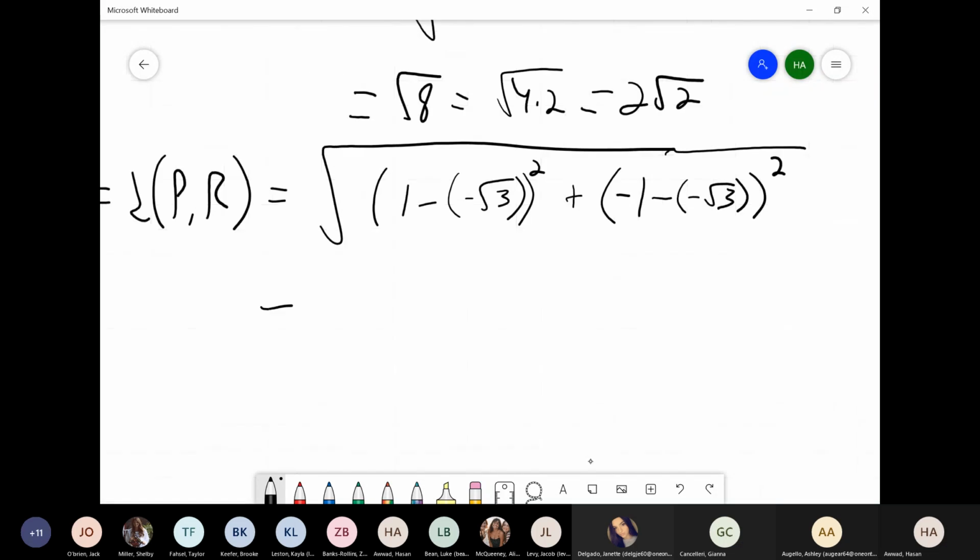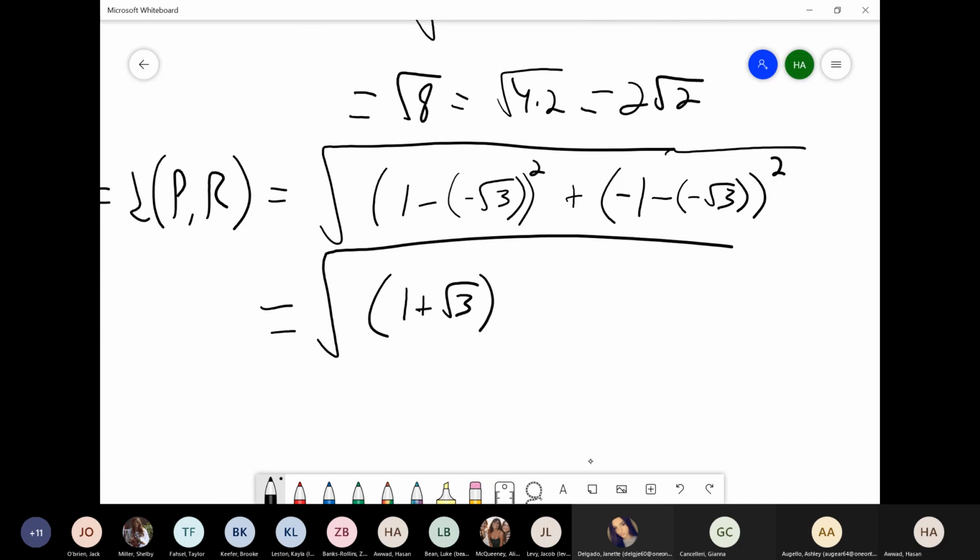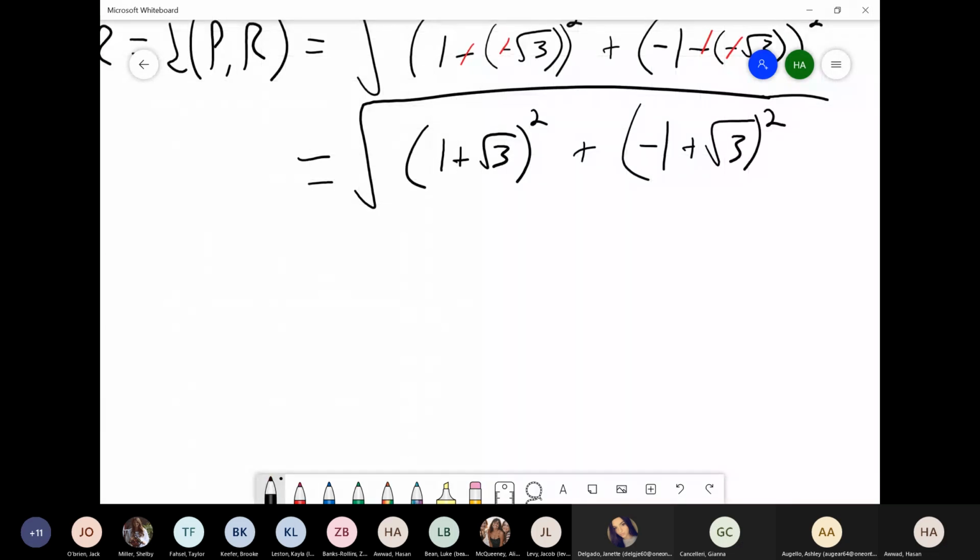So let's get it into the form that we wanted. So we're going to have here 1 plus square root of 3 squared plus, and over here we're going to have negative 1 plus square root of 3 squared. You guys agree with me that these 2 negatives here are going to cross out to be positive, and then these 2 negatives here are also going to cross out to be positive. Okay, well, again, we see that we now have a plus b squared, and over here we also have a plus b squared.